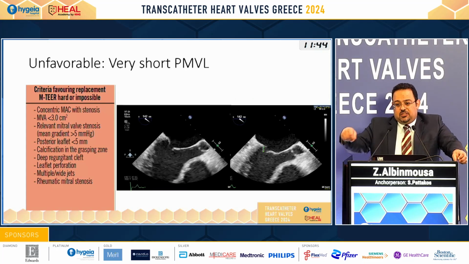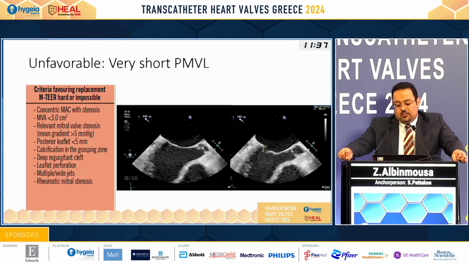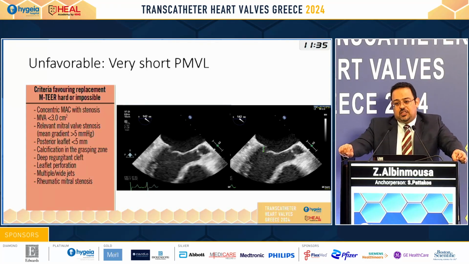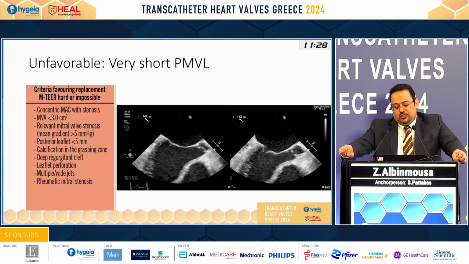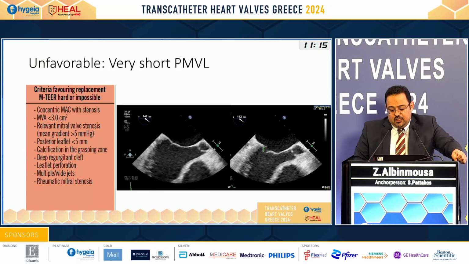A very short posterior mitral valve leaflet is a challenging condition, as it is very short and difficult to grasp. And it's not only the length of the posterior leaflet, it is also the shape of the leaflet. It's usually curvy, and this restriction makes grasping the posterior leaflet difficult and challenging for interventional colleagues.